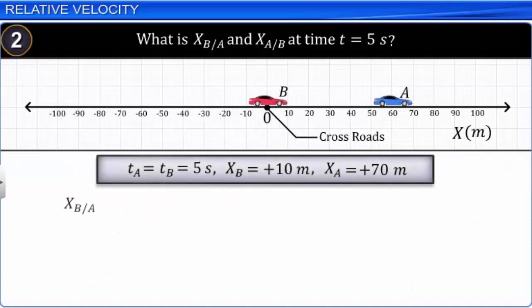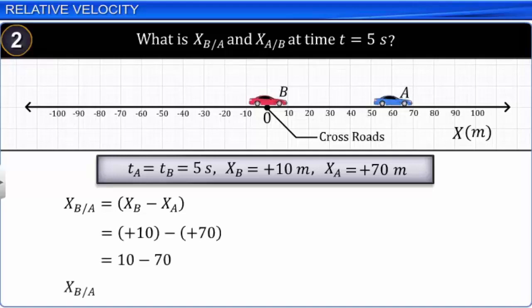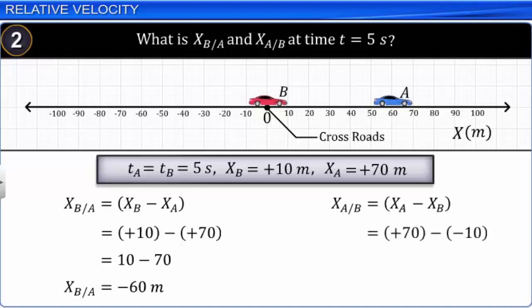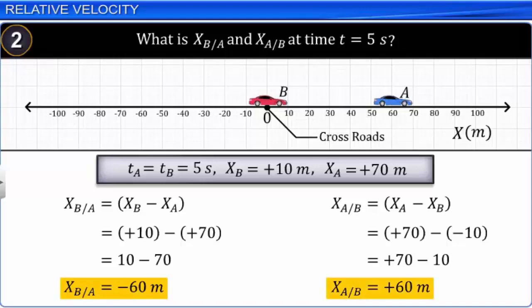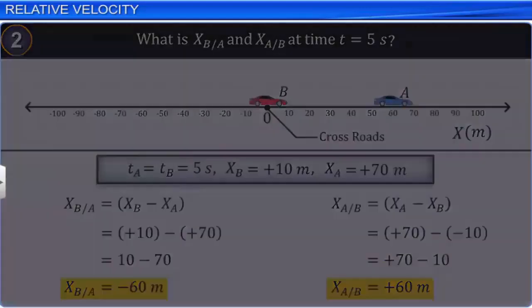On substituting values and simplifying, we get XB by A equal to minus 60 meter. And calculating for XA by B, which is equal to XA minus XB. On substituting values and simplifying, we get XA by B equal to plus 60 meter. We observed that XB by A and XA by B are the same in magnitude. This implies that the distance between the two cars remains constant, irrespective of time elapsed from the first observation.